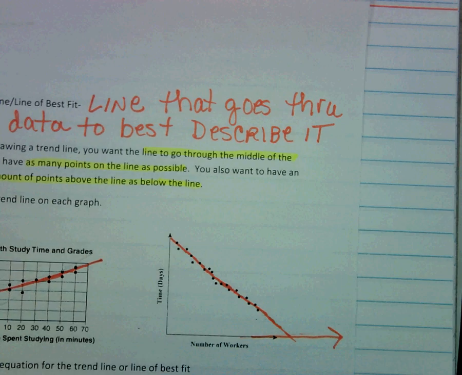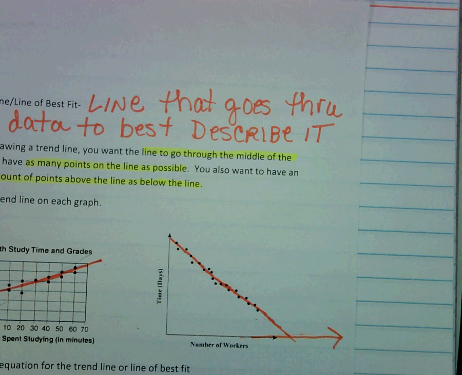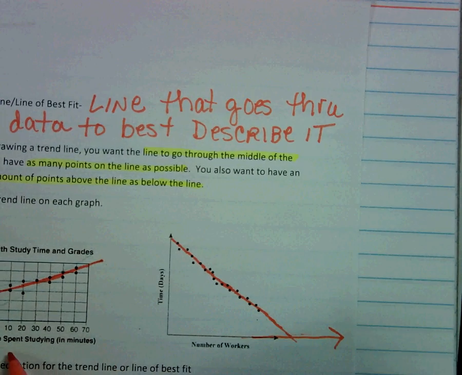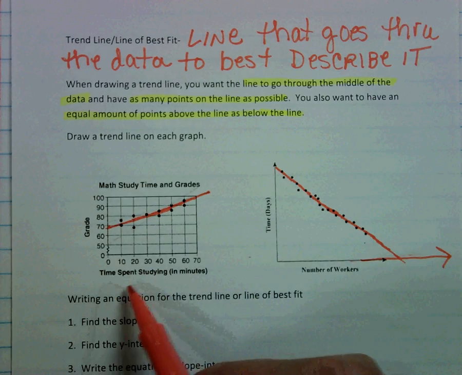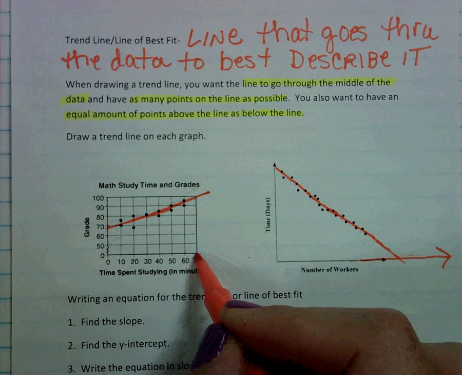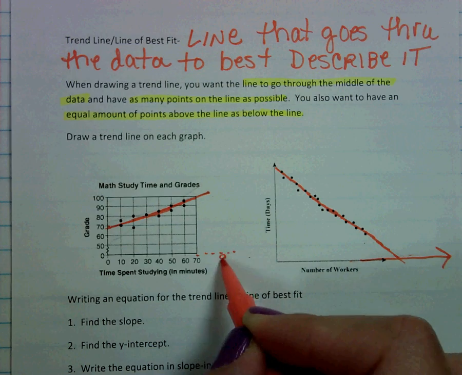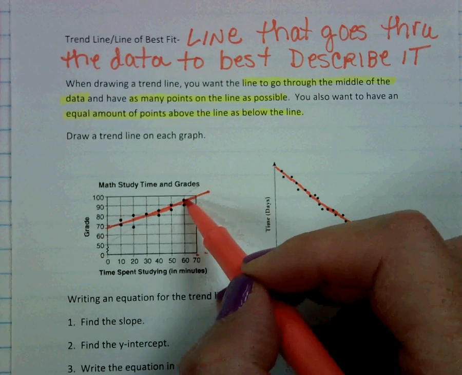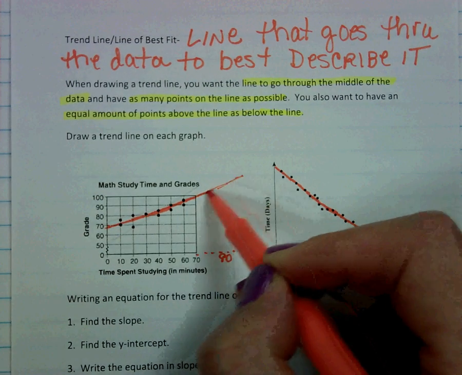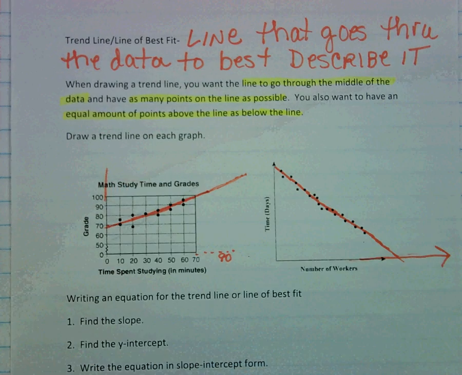So when you see a scatter plot and it asks you to predict, like for example in this first example, time spent studying, it might want you to predict at 90 minutes, which is going to be further out. And so you have to be able to use that trend line to help extend your graph.